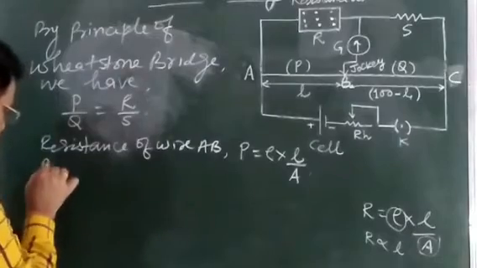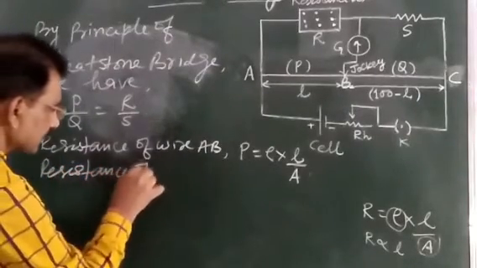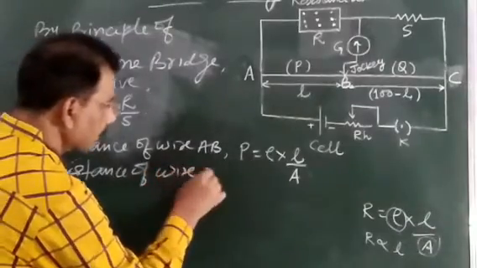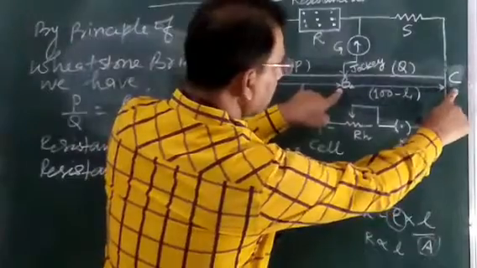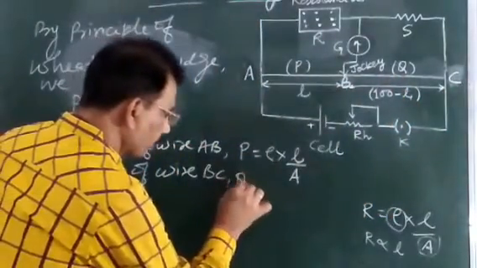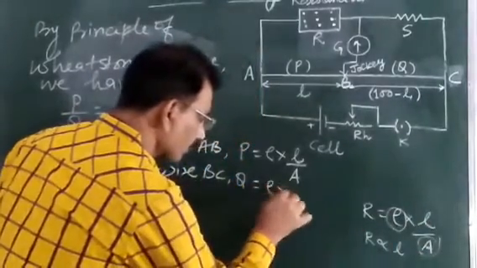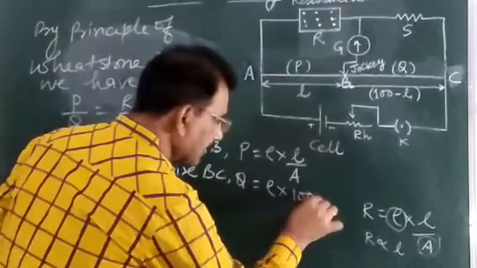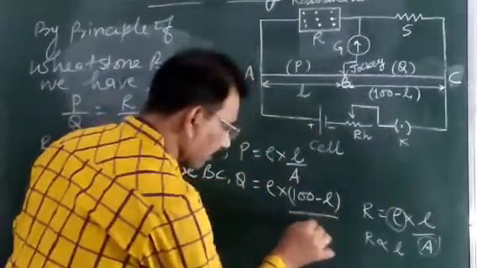Similarly, the resistance of wire BC, what is taken as the resistance of this wire BC? Suppose this resistance is Q, so you can write Q is equal to, again applying the same formula, rho into 100 minus L. Now here the length is 100 minus L, upon A.